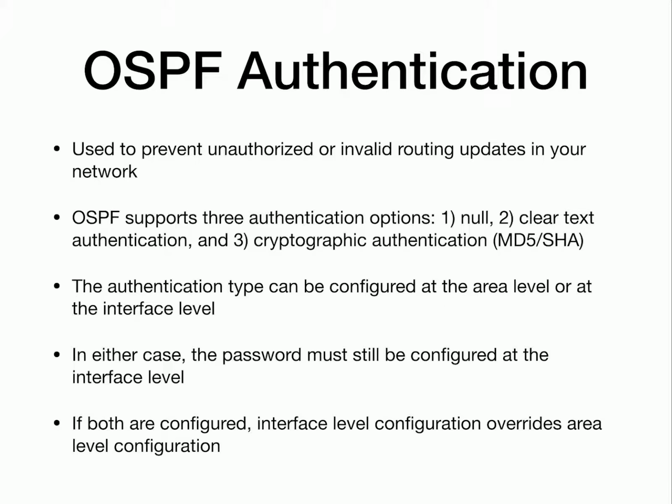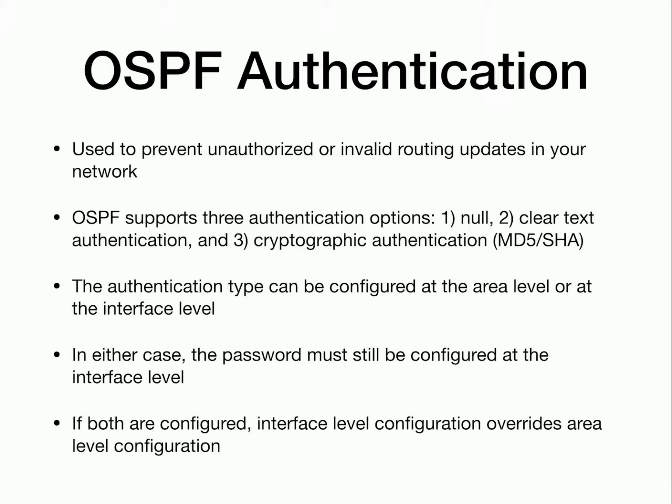Now, the use case of authentication is pretty self-explanatory, and it is used to securely exchange routing information. Or in other words, it is used to prevent unauthorized or invalid routing updates in your network. Now, OSPF supports 3 types of authentication. So OSPF authentication can either be null, clear text authentication, or cryptographic authentication.